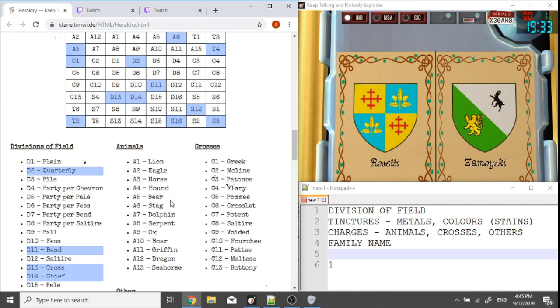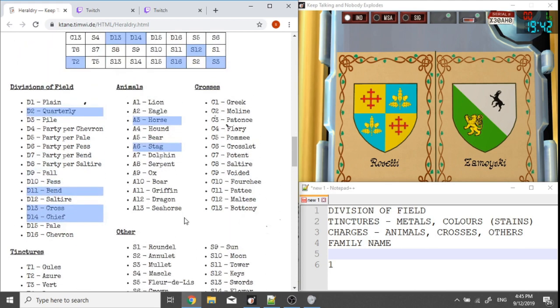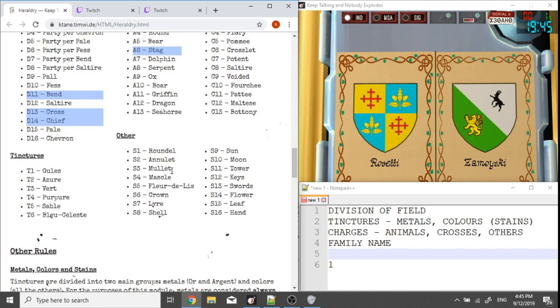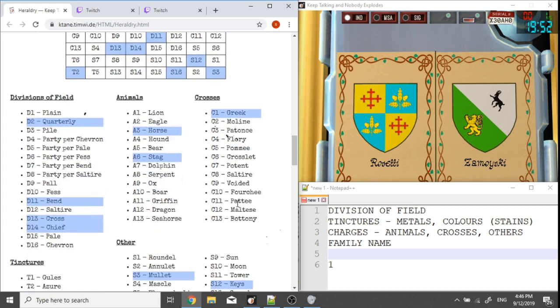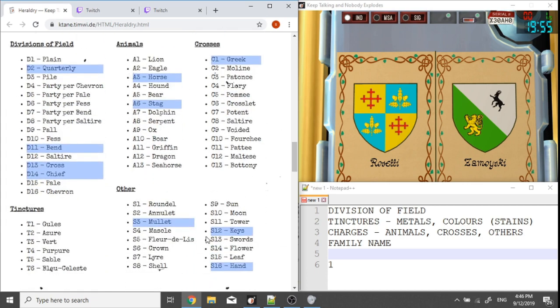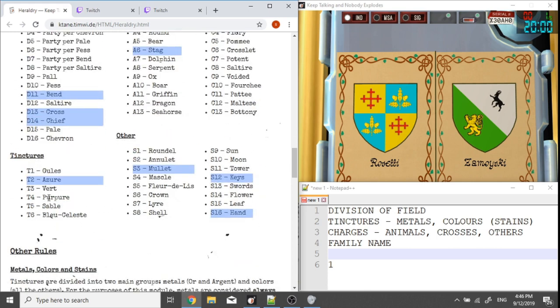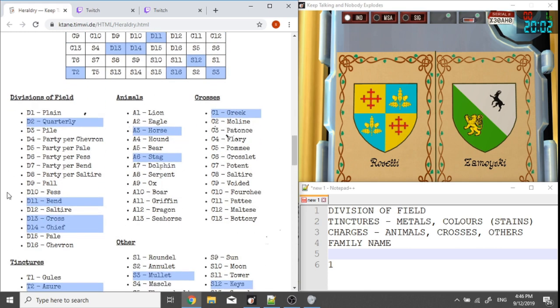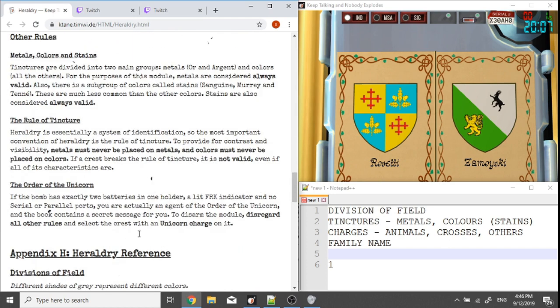cross and chief. Valid animals, horse and stag. In this case we have 3 special valid. So 3, 12 and 16. Mullets, keys and hand. We have 1 cross which is valid. It's Greek. So in total we have 6 valid charges. 2 and 4 is tinctures. So 0 and purpur. So 4 valid divisions, 2 valid tinctures, and 6 valid charges.